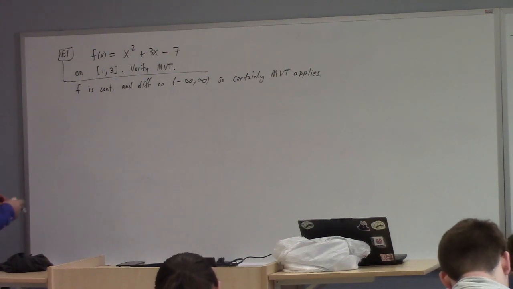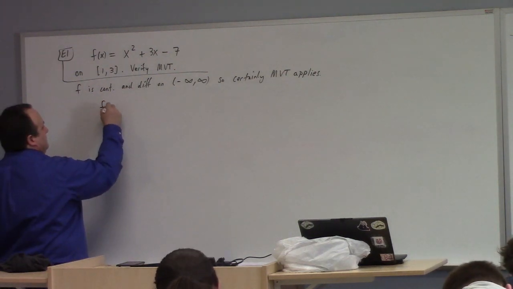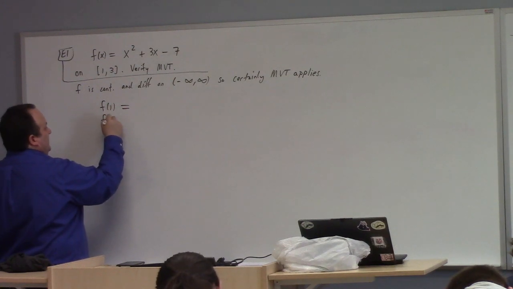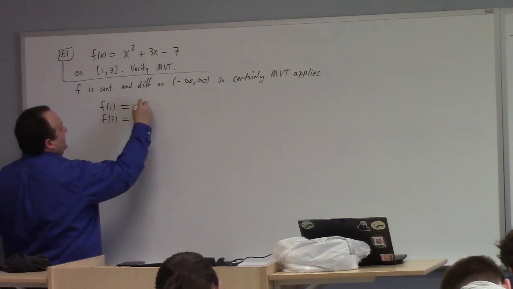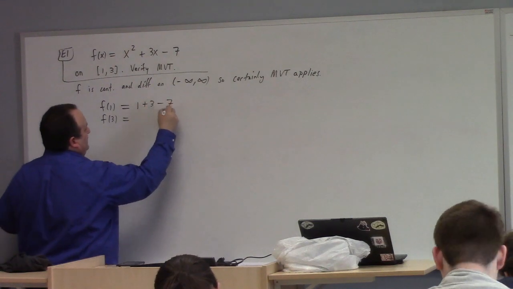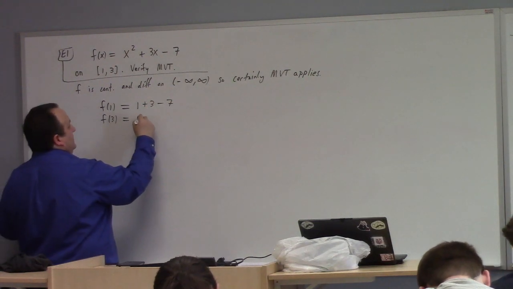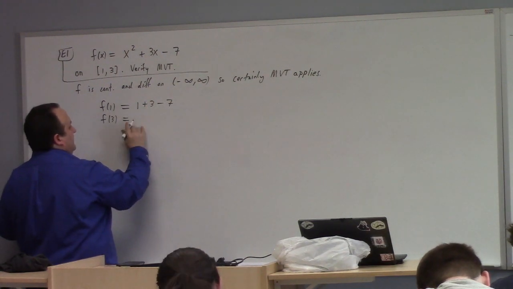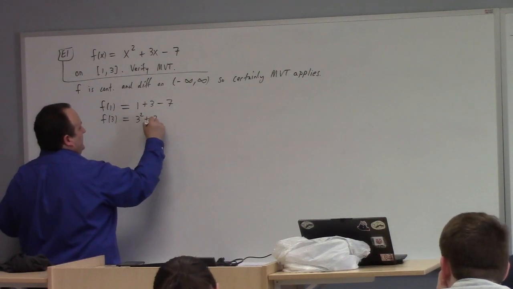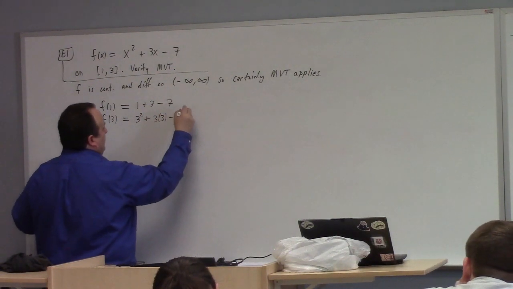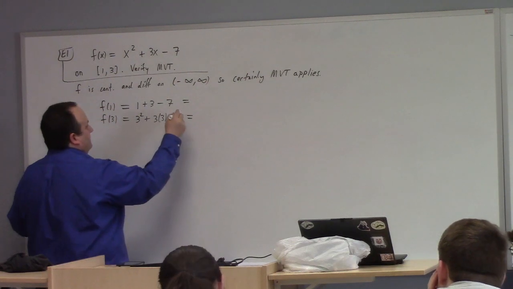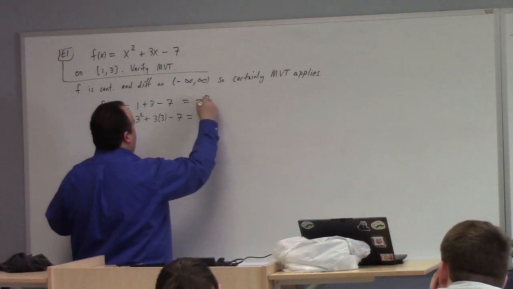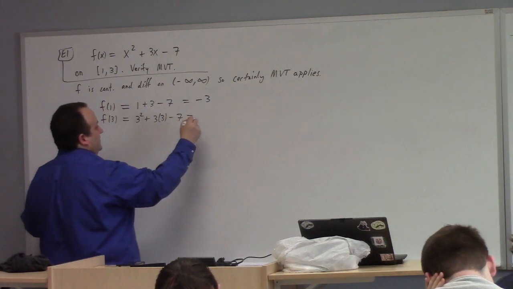So what's f of 1? What's f of 3? Can you guys tell me? 1 plus 3 minus 7. Well, 3 squared plus 3 times 3 minus 7. What do we got? f of 1 is negative 3. f of 3 is 11.